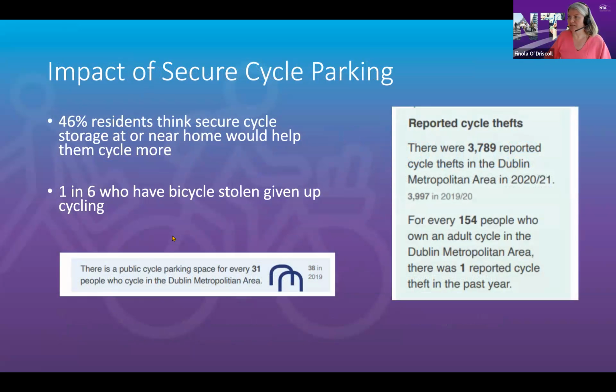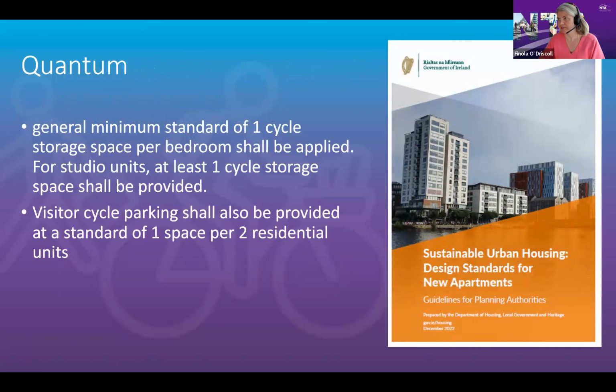And the impact of secure cycle parking: 46% of residents think, from our walking and cycling surveys, that secure cycle parking at or near the home would help them cycle more. So it's really important to get it right at the planning stage. And 1 in 6 people who have their bicycle stolen give up cycling. We all know how hard we're all working to improve the cycling offer and cycling infrastructure on streets. We definitely want to keep those who are cycling. So it's really important to put in good cycle parking facilities.